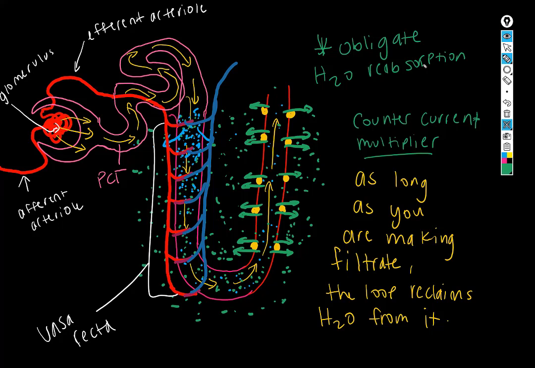So if you're dehydrated, you're going to be making very small amounts of very concentrated urine. If you're very well hydrated, you'll be doing the opposite. But that's not contingent upon the actions of the nephron loop. The nephron loop works the same way all the time, regardless of your hydration state. And that is the nephron loop and countercurrent multiplier.